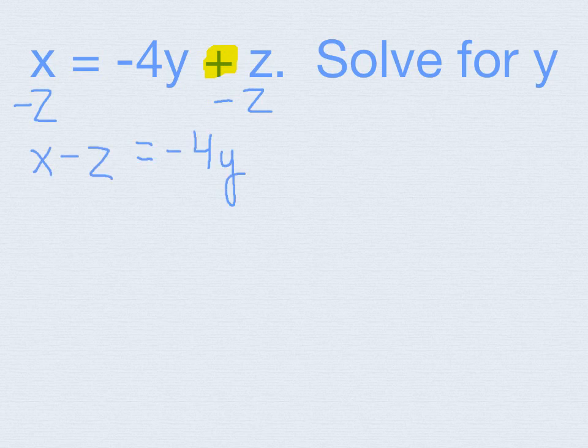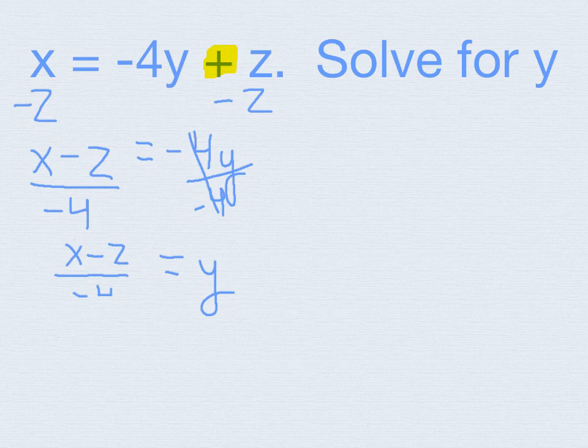And now we have x minus z equals negative 4 times y. Again, there's that times. So we're going to go ahead and divide on both sides by negative 4. Again, those will cancel. And over here, I can't simplify on the left, so it will stay x minus z divided by negative 4 equals y. And there's my answer. It's not very pretty, but that's what it is.